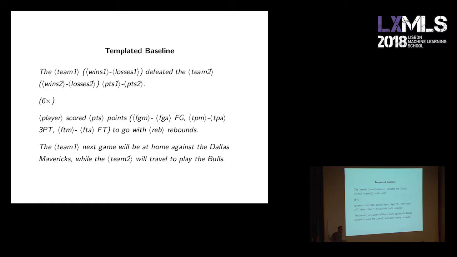The templated baseline, which my grad student wrote, looks like this. The team 1, number of wins, number of losses, defeated the team 2, wins, losses, points to points. And then 6 times in a row, it repeats the same statement. Player scored points, played minutes, field goals, 3 points to go with blank rebounds. Then the last sentence says the team won, next game will be at home against the Dallas Mavericks. So it always just says that to end the document itself. So this is a rather weak baseline for this task.